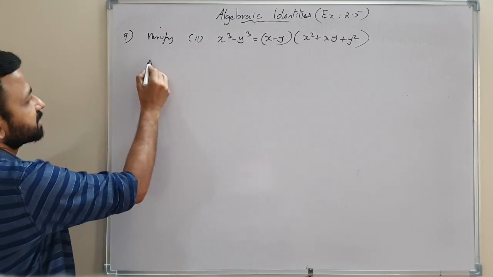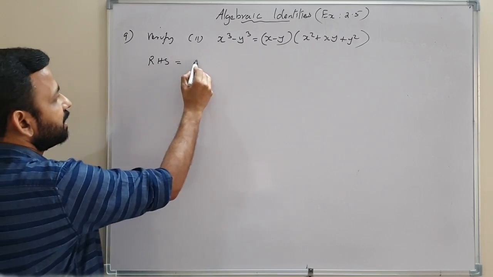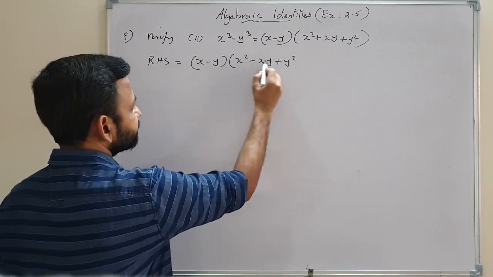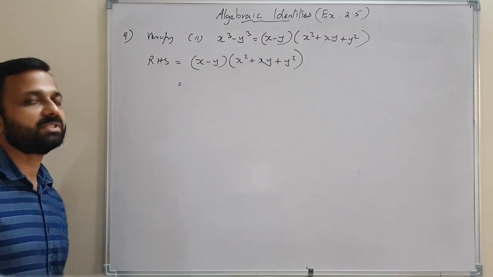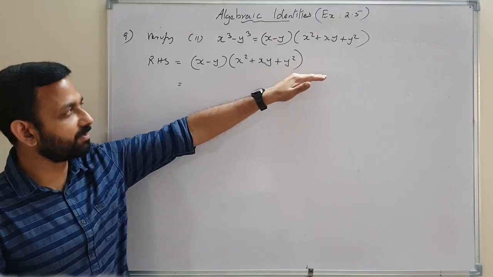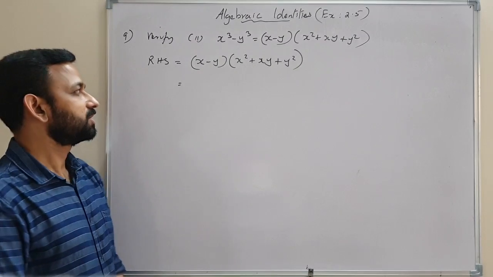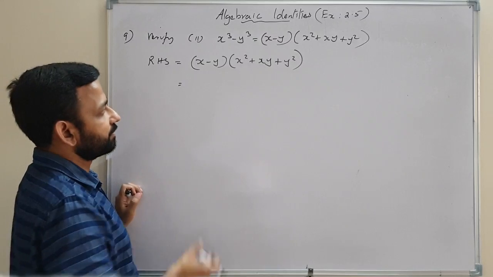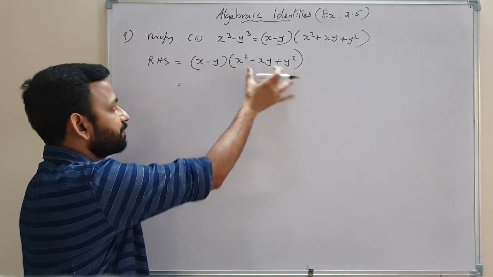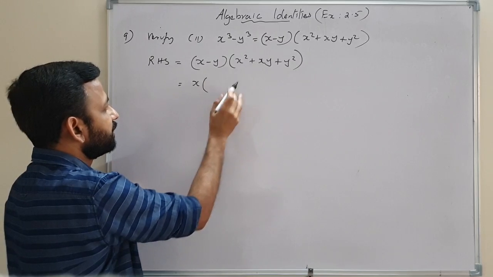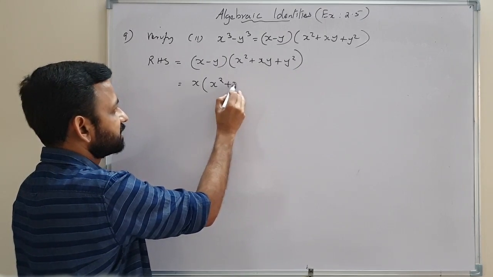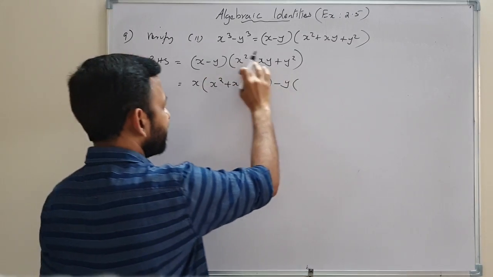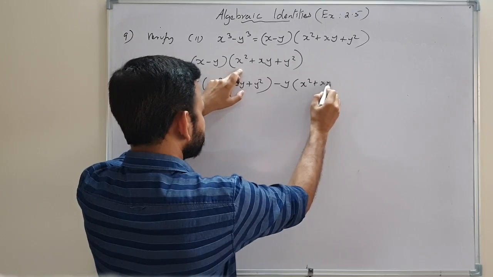So we can start from RHS. RHS equal to x minus y into x square plus xy plus y square. We will start from RHS and prove LHS and RHS are equal. So RHS is written first. Now we can find the product of this binomial and this trinomial. So first term, x into the complete term x square plus xy plus y square, minus y into again the complete term x square plus xy plus y square.